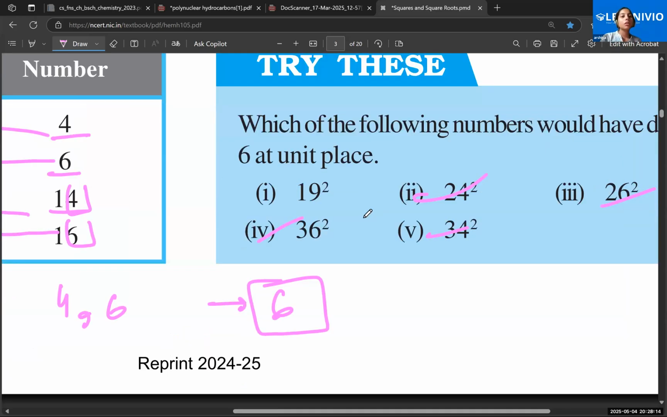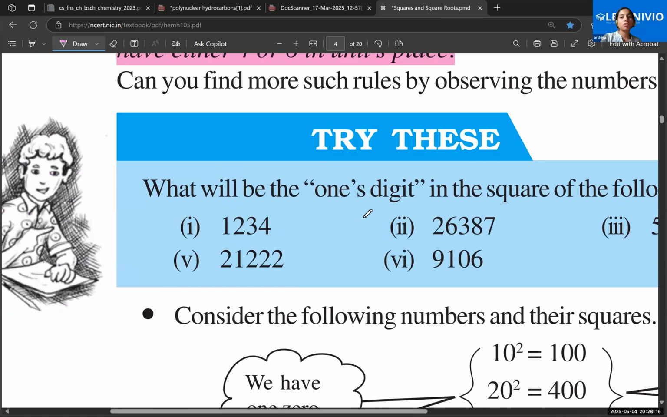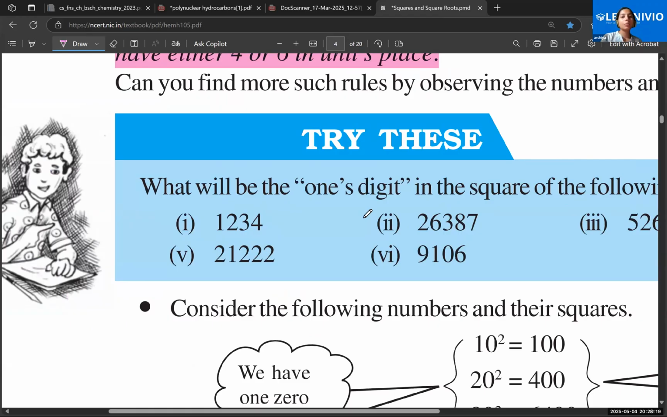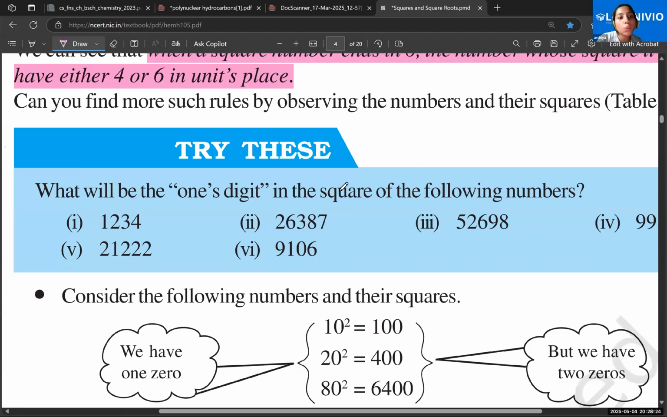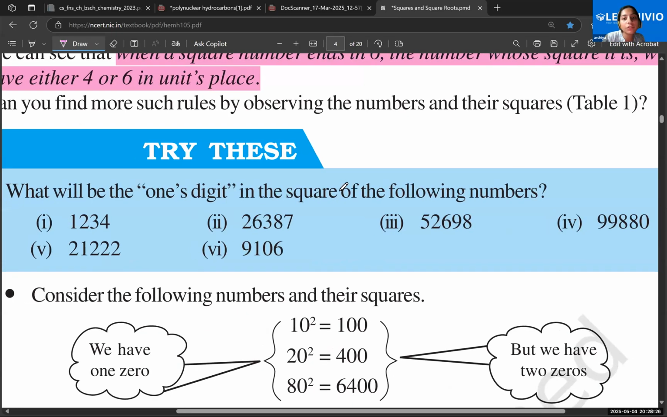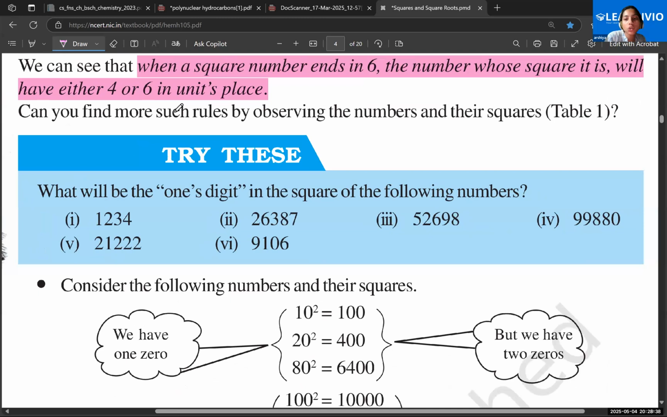Okay. Now let's try this also. There's no particular rule for this one, but we just have to tell what will be the ones digit in the squares of the number. So if I square this number, you have to tell what will be the ones digit. Okay, so first one, 6. Second one, wait.